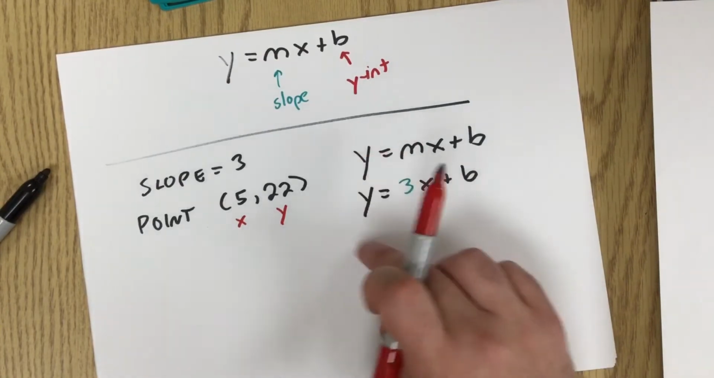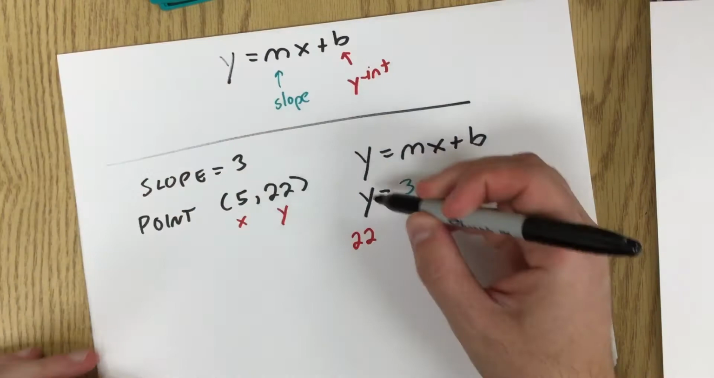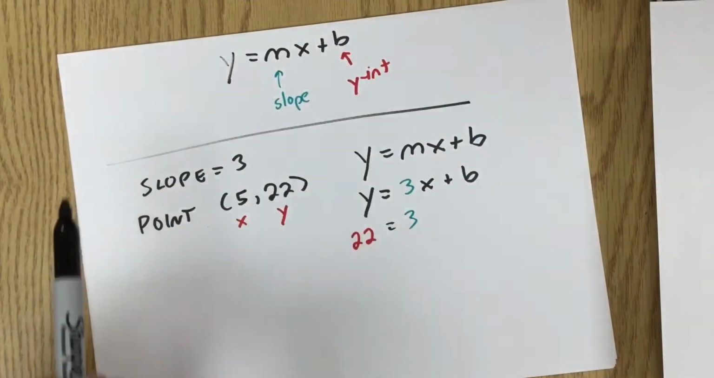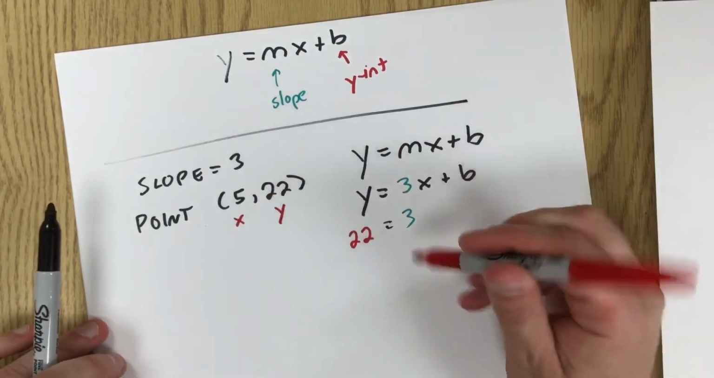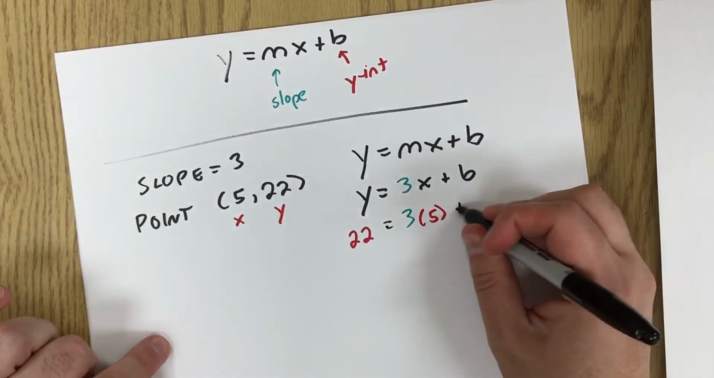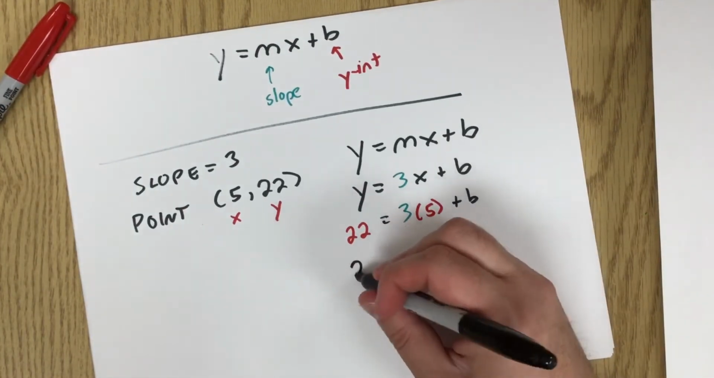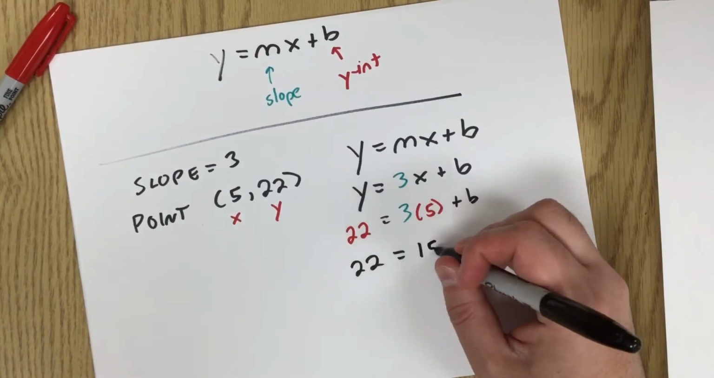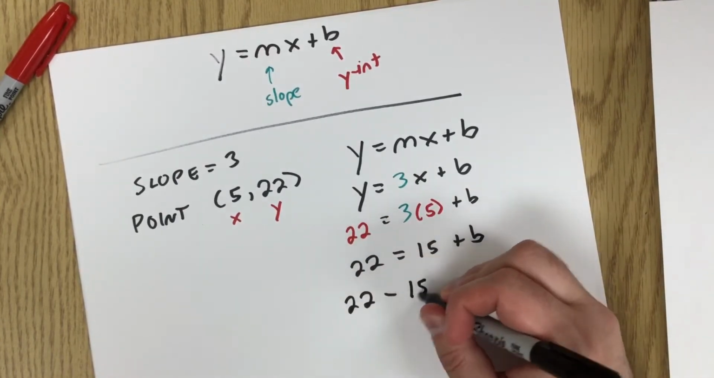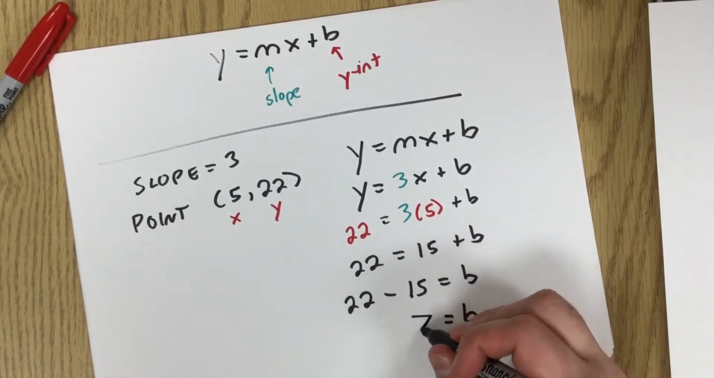So the y, I'm going to say, is 22 equals 3, and then the x is 5. And now it's just math. So it's going to be 22 equals 15 plus b. 22 minus 15 equals b. And b equals 7.